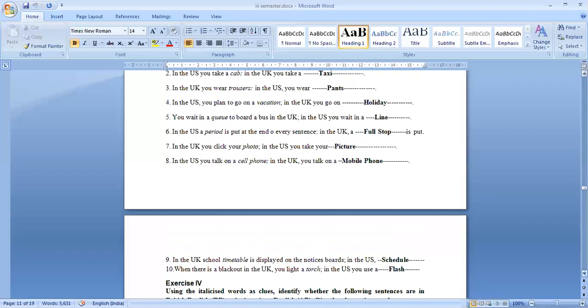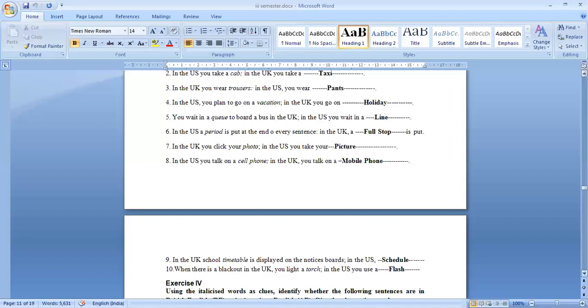Even the pronunciation is different for the word. Of course, the British people also use the word schedule, but they pronounce it differently from the Americans. The timetable that is displayed at schools is called a timetable in Britain, whereas it is called a schedule in America. And the last sentence, the 10th sentence in exercise number 3.